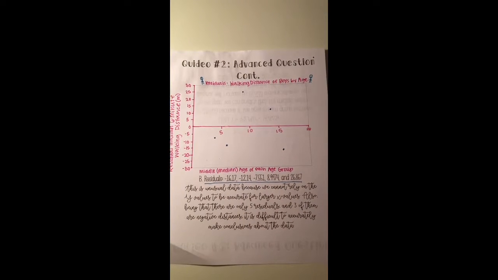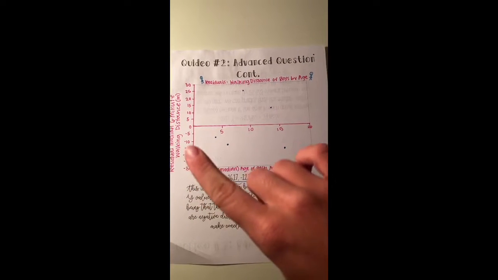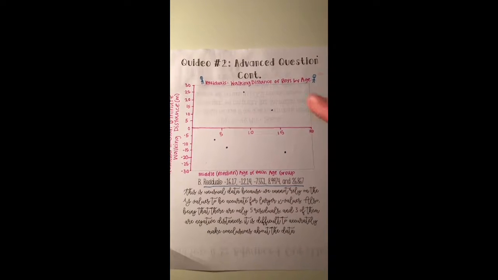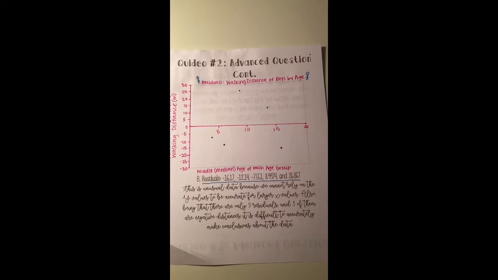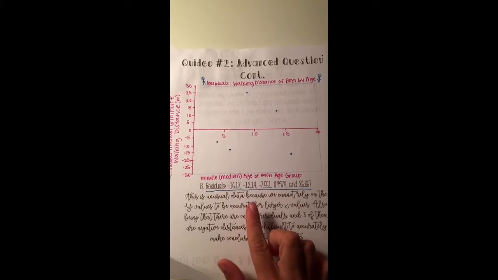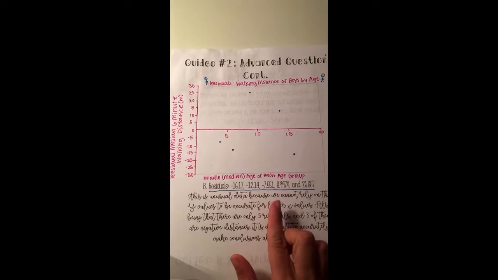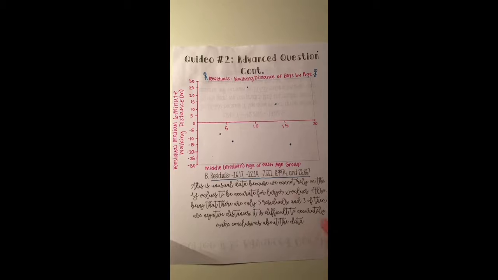Okay, so this is part B of the advanced question. And so I have the same axes for part B that I had for part A, because all that we are doing on this is plotting the residuals of the data that we just plotted in this part of the advanced question. So I have 5 residuals: negative 16.17, negative 12.14, negative 7.551, 8.9974, and 26.867. And so those are all plotted here.